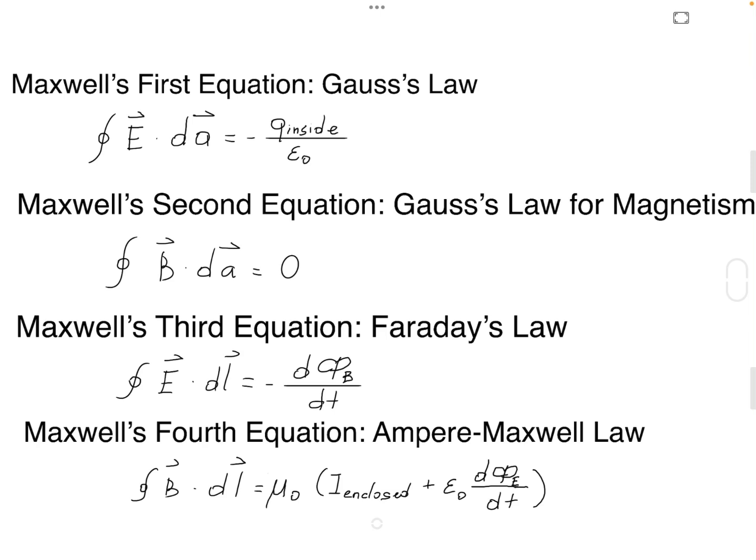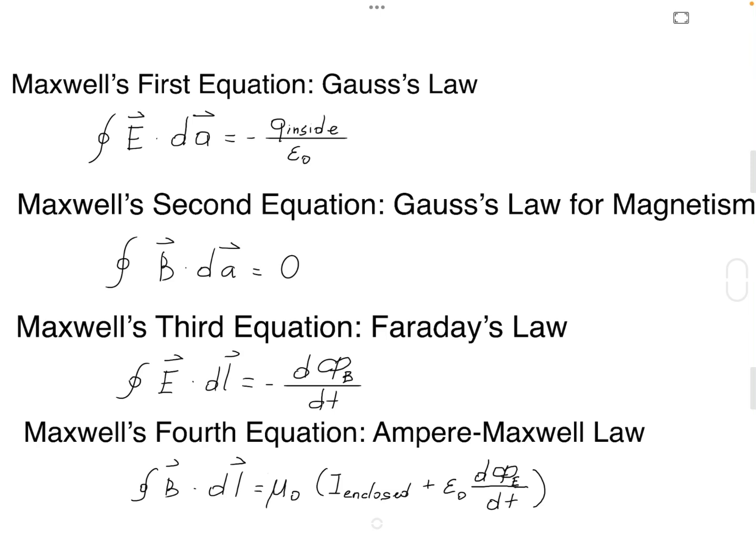So Maxwell didn't just collect four unrelated laws. He showed they are part of a single unified theory of electromagnetism. Each of these four equations describes how electric and magnetic fields relate to each other and to charges and currents.